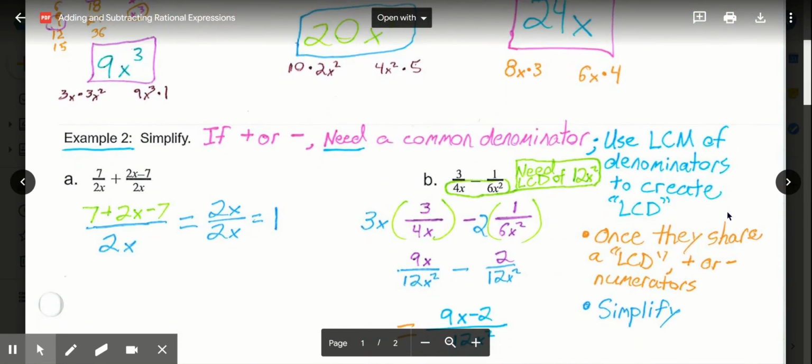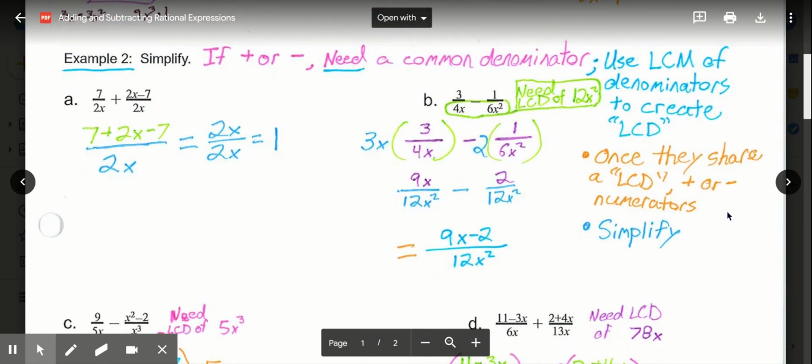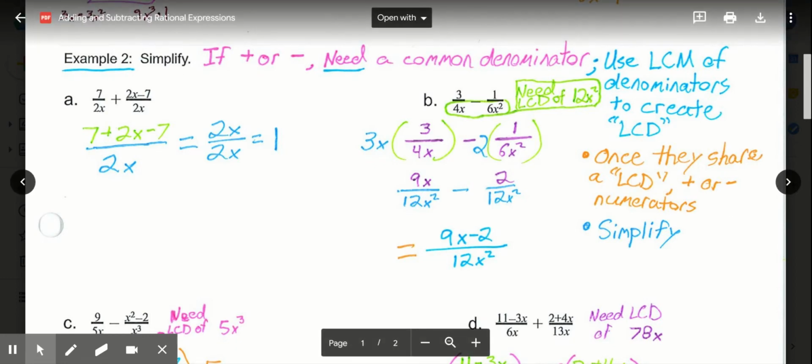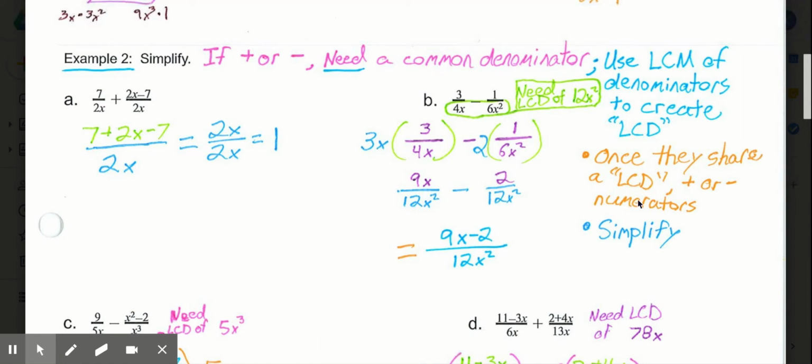Now, as I mentioned, the reason that we need a least common multiple is that if we're adding or subtracting, we need a common denominator first. The way that we get that common denominator is using the least common multiple of the denominators, which creates the least common denominator. Once we have that common denominator, we can add or subtract the numerators, just like we do with any fraction, and then we can simplify.